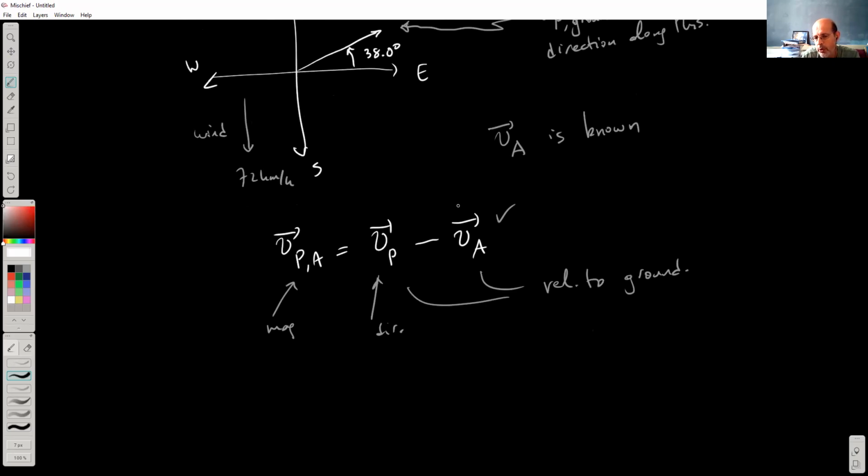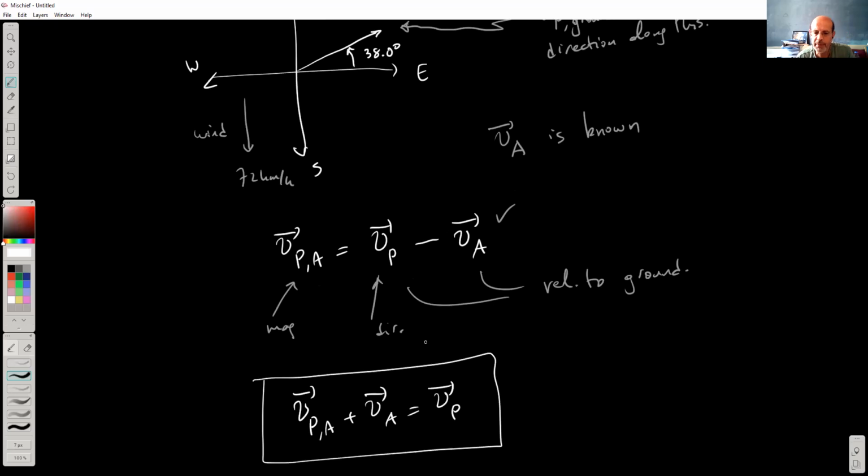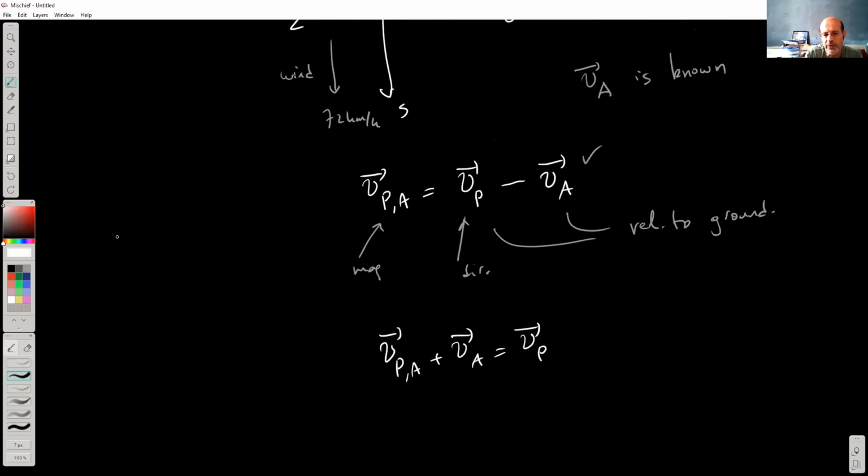You may want to work with this form instead: VPA plus VA is equal to VP, right? You may want to draw the vector diagram of this one or the vector diagram of the other one. Sometimes one of them is easier than the other. Let's say this is along that direction. That's VP, and I know its direction: 38 degrees.